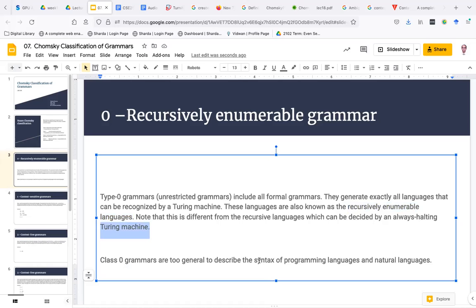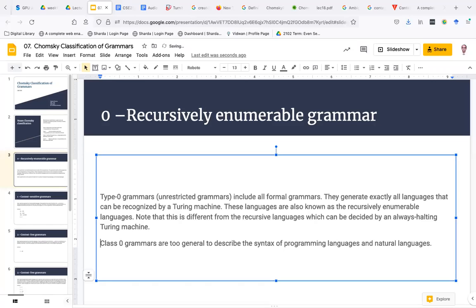They are too general to describe the syntax of programming language and natural language. Okay. They are not utilized to explain the syntax of programming language or natural language. They are in fact utilized to explain the workings of whole systems or machines. So that's what it is. Okay. So is this clear? कोई doubt?